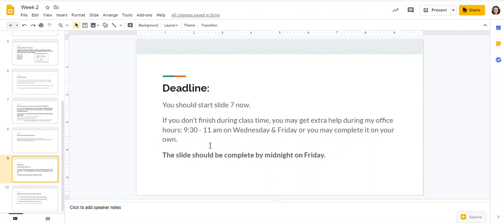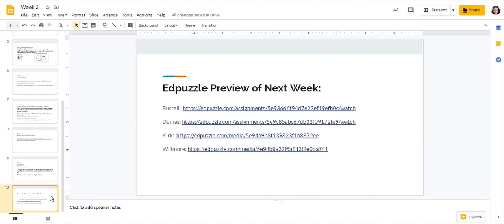There also will be office hours, and you can email your teacher some questions, or you can attend their office hours. After you finish slide 7, you may be interested in looking at the Ed puzzle, which is a preview of next week.